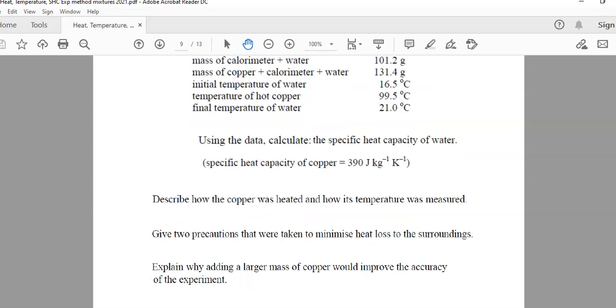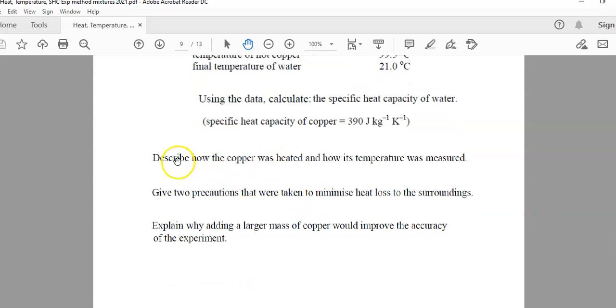Looking at the other parts of the question, describe how the copper was heated. A diagram there of the copper pieces in the test tube in the water bath will do grand with some device, a hot plate or an electronic heater below it. How is its temperature measured? Obviously with a thermometer. Give 2 precautions that were taken to minimize heat loss to the surroundings. Now we've discussed several, so if you're ever asked for 2, try to give 3, don't give 4. So try to give 3 precautions for that part.